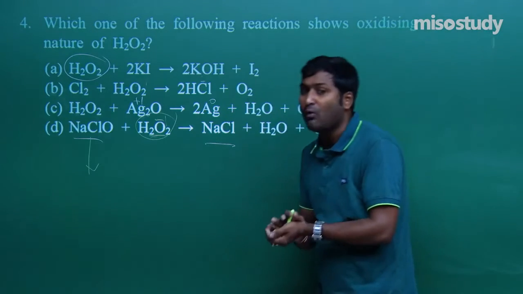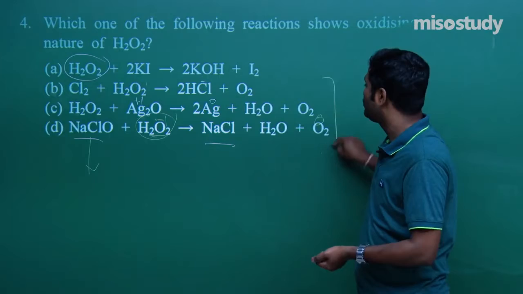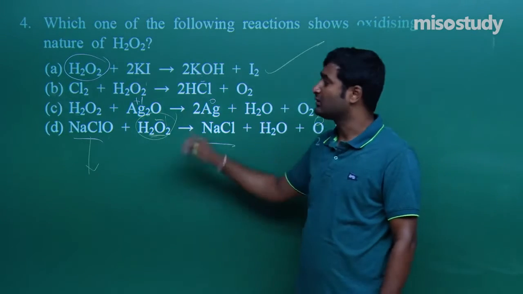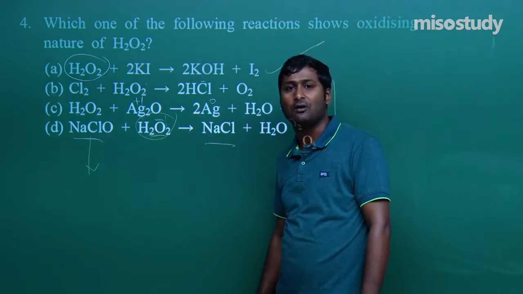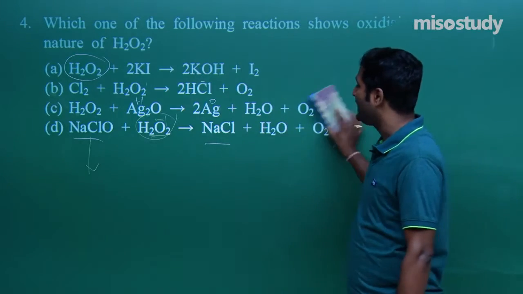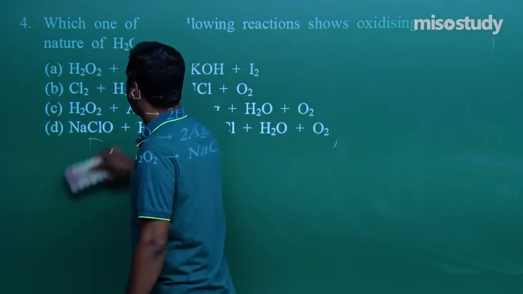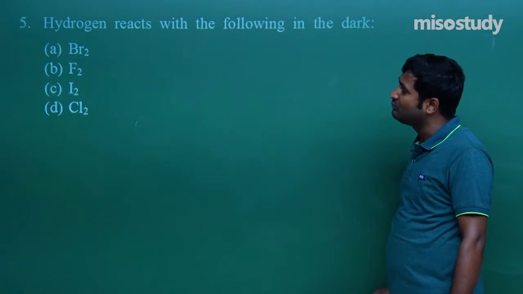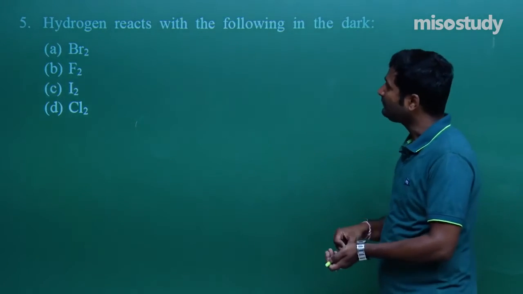So for this, what is the correct option? This option 3 shows the reducing nature, but this option A shows the oxidizing nature of H2O2. So this is the correct option. A is the correct option for this question. Clear, friend? Now let's move to the next one.